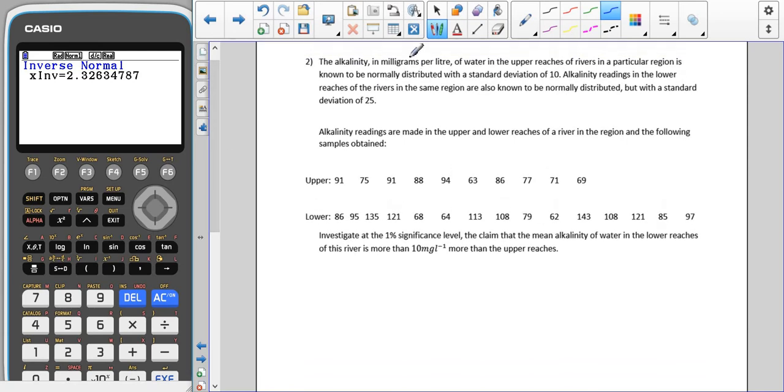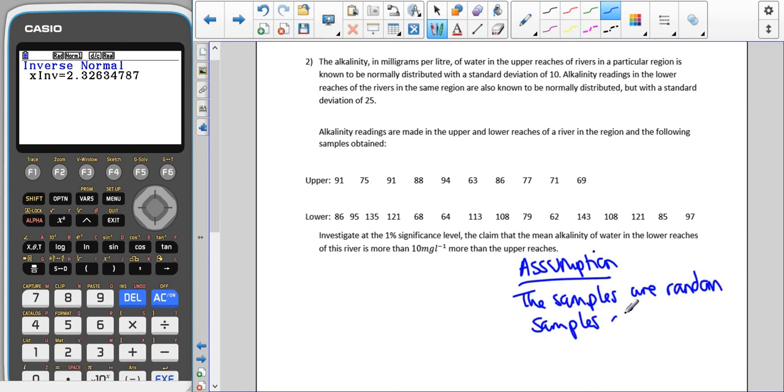So moving on to have a look at our second example. Here, looks very similar, doesn't it? We've got the alkalinity in milligrams per litre of water in the upper reaches of a particular region is normally distributed with a standard deviation of 10. Lower reaches, standard deviation of 25. Alkalinity readings are made in the upper and lower reaches, and we have this sample as follows. Again, we are assuming the samples are random samples of the upper and lower reaches.